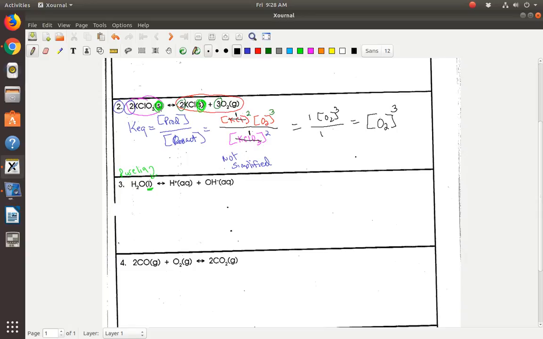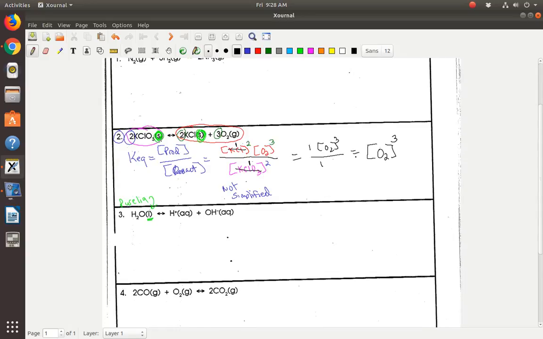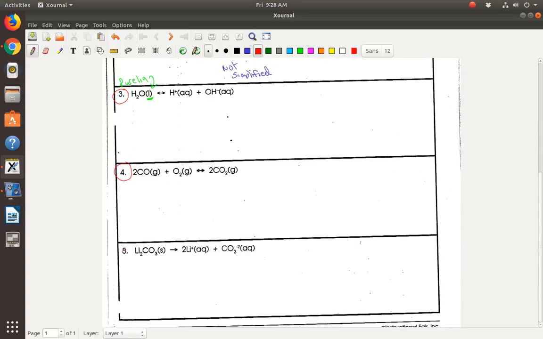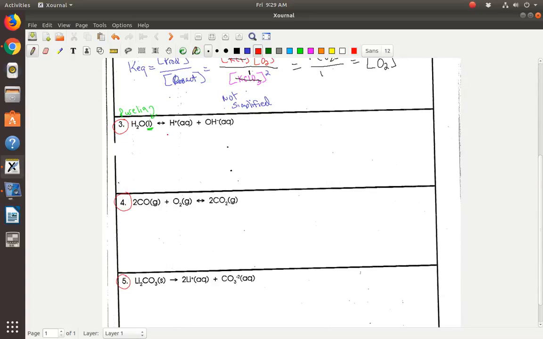What I'd like you to do now is pause the video and do number 3 and number 4 and number 5. So numbers 3, 4, and 5. We're not doing number 1 because we did this one, I think, in the video already. So numbers 3, 4, and 5. Pause the video, and after you've completed that, I'm going to put up the answers for you.